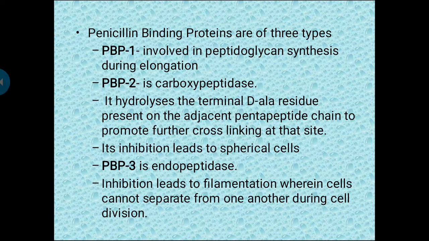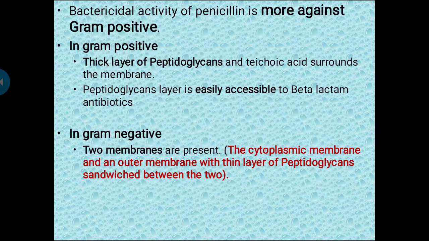Now, penicillin binding proteins can be of three types. PBP1 is involved in peptidoglycan synthesis, PBP2 is a carboxypeptidase and PBP3 is an endopeptidase. PBP2 hydrolyzes the terminal D-alanine residue present on the adjacent pentapeptide chain to promote further cross-linking, and PBP3 endopeptidase inhibition leads to filamentation, where cells cannot separate from one another during cell division. So PBP2 is more important, which is producing the cross-link.